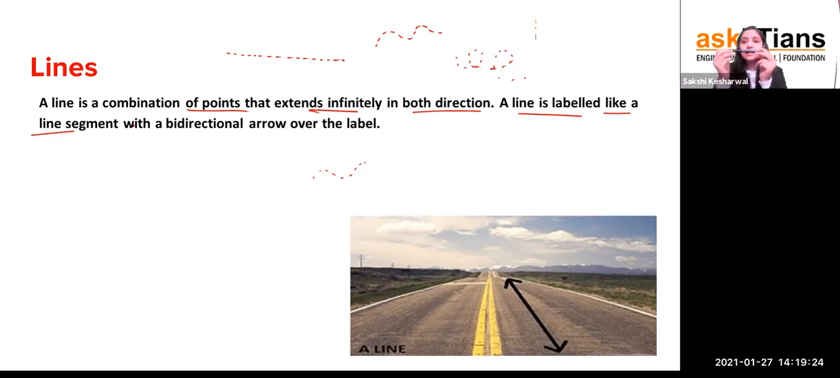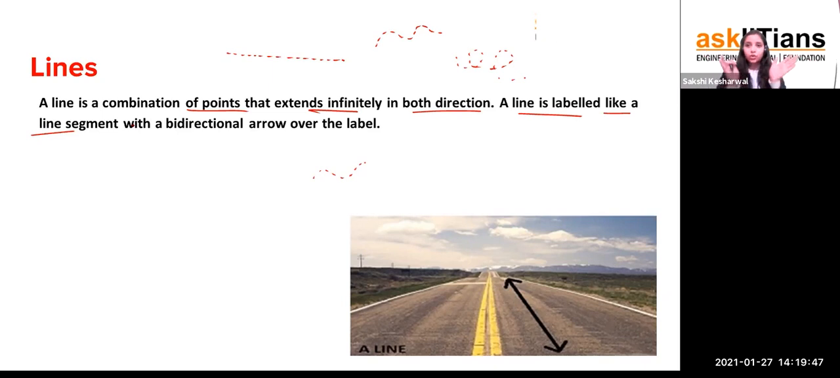So can we say that a line has a thickness? No, a line does not have a thickness. A line has only a length, because you will be just measuring it. It will be going in this direction only. This definition is kind of tough, but I'll write a simple definition for you. It's bidirectional. Bidirectional means in both the directions.